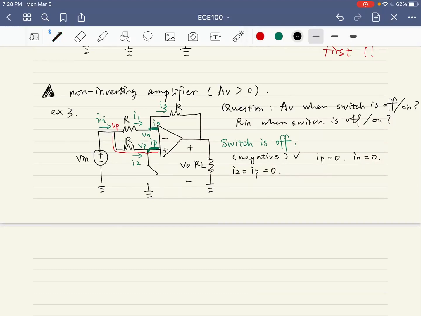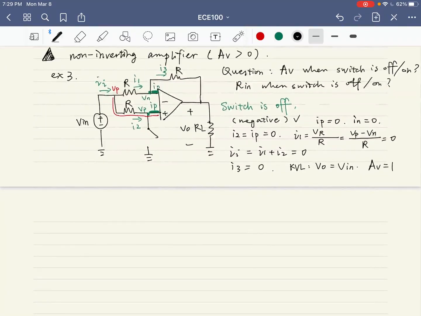Therefore, we can write the equation of I1. I1 is actually equal to VR over R, right? And the VR here is VP minus VN. From the summing point constraint, we know that VP equals VN, so I1 is also 0. From the KCL, we know that the input current equals I1 plus I2. They are all 0, so II is also 0. Similarly, we can derive that I3 equals 0, too. So there is no voltage drop across all the R. Applying KVL to the outer loop, we'll find that VO equals VIN. That is to say, AV equals 1. We can see that it is positive, right? So we say that it is a non-inverting amplifier.